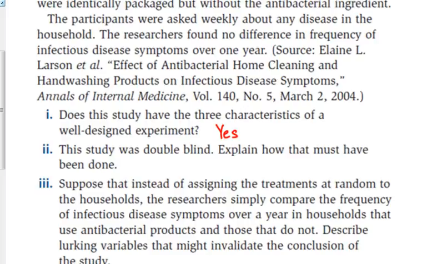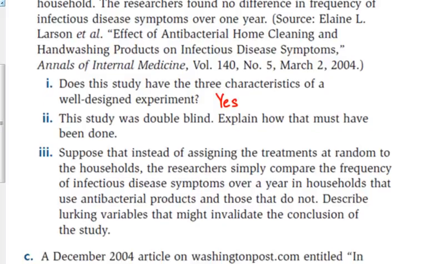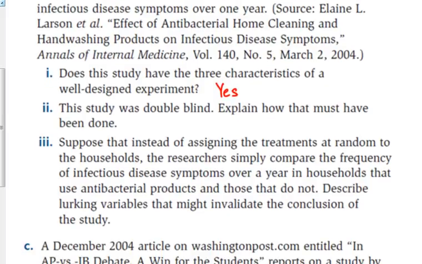Okay, part three says instead of assigning the treatments at random to the households, the researchers simply compared the frequency of infectious disease symptoms over a year in households that use antibacterial products and those that do not. So what kind of working variables did y'all come up with there? What could be the problem with just taking data on households that use antibacterial products? If we're trying to measure whether there's more disease in their house or not.